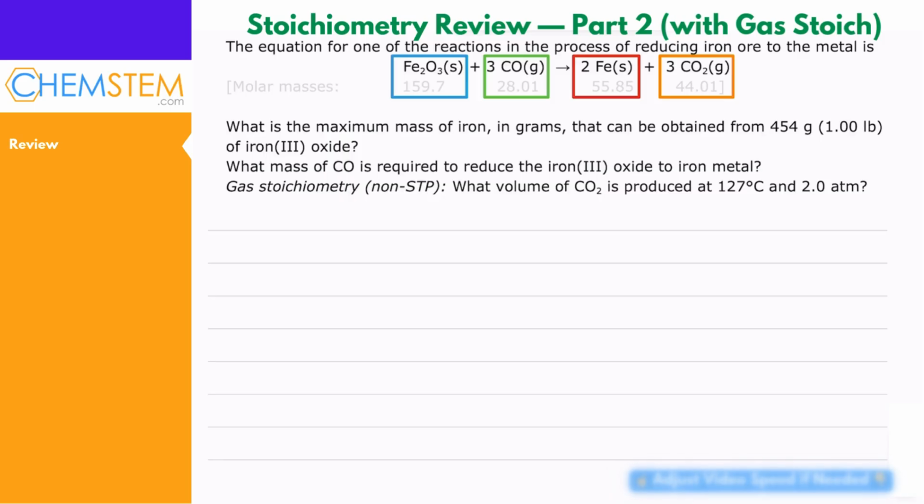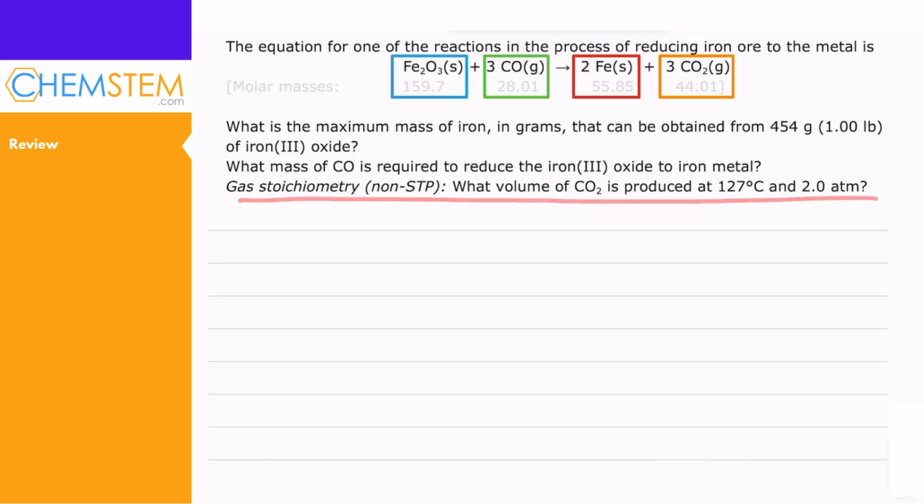Let's do a stoichiometry review that's also going to involve gases, but that'll come at the end. So we have four species here. Iron(III) oxide plus carbon monoxide yields pure iron, which is one real way we can get pure iron from iron ore. As a result, we also produce some carbon dioxide waste gas.